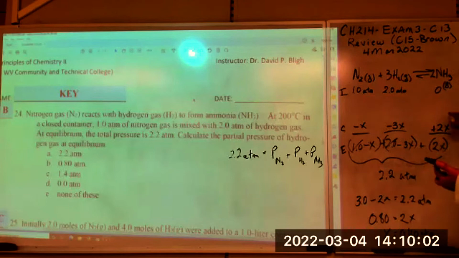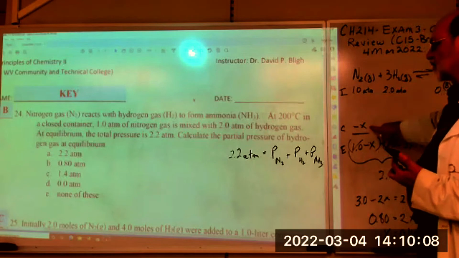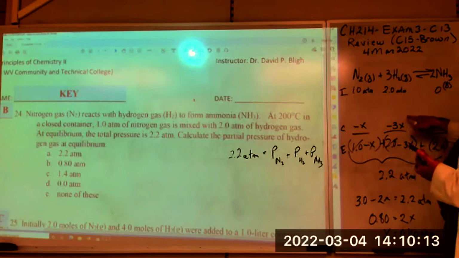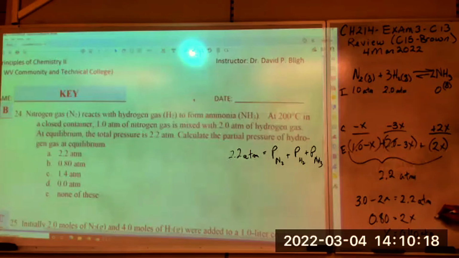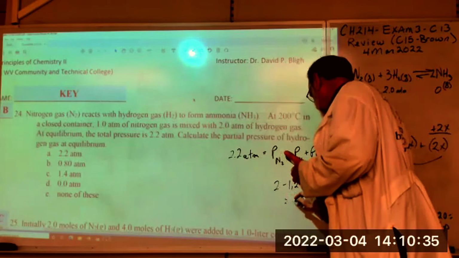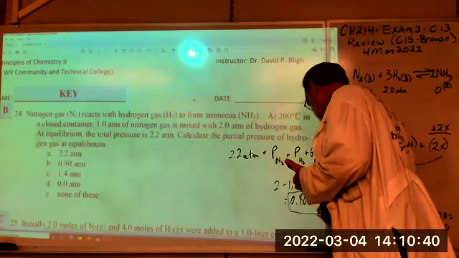But x was this term right here. The question was, what's the partial pressure of hydrogen gas? That says 3x. Wait a minute. X is 0.4. So 3x is 1.2. So 2 minus 3x. 2 minus 1.2 is equal to 0.8 atmospheres. There it is.